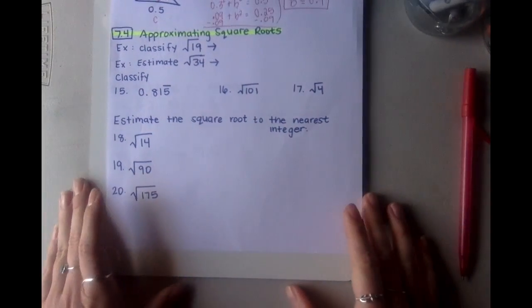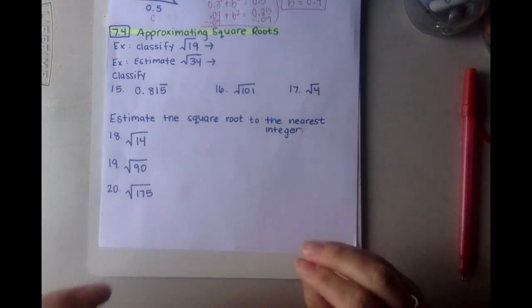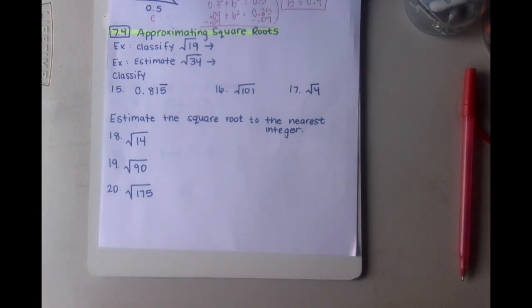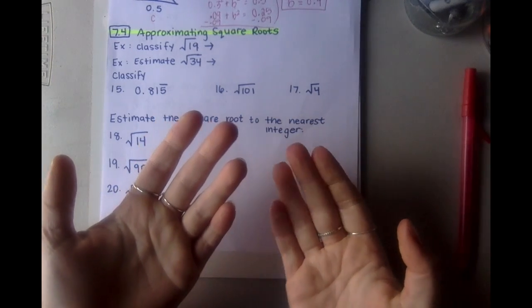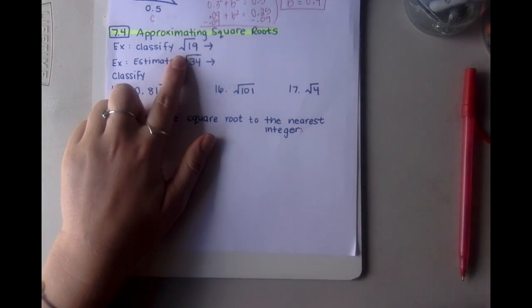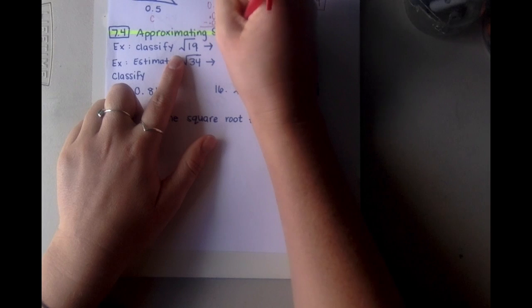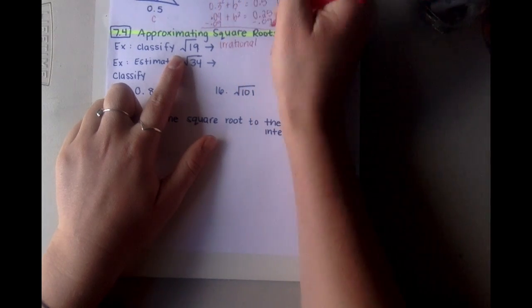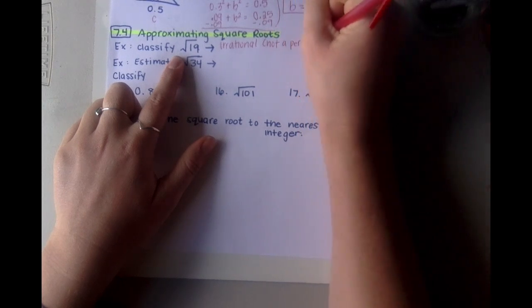All right, so approximating square roots. This is where we don't have perfect squares, but by hand, I want to think about what this is close to. We also want to classify. So when it says classify, I'm really just thinking, is this a rational number or is it irrational? So for example, if I'm thinking of the square root of 19, well, I know that this is irrational because it's not a perfect square.